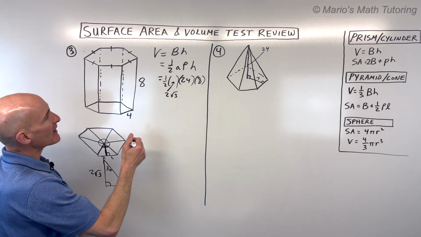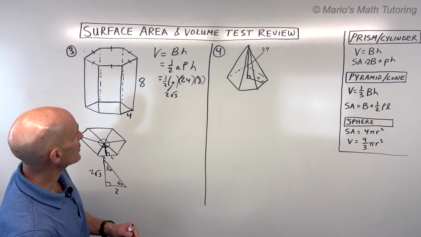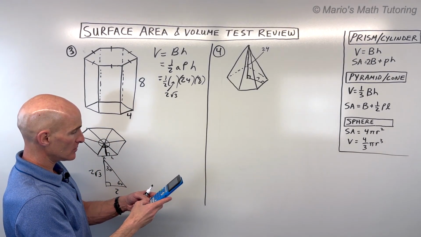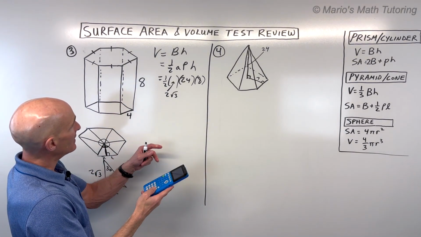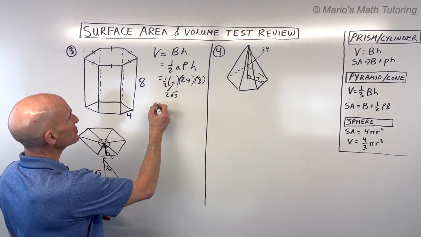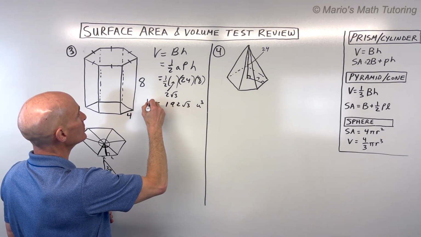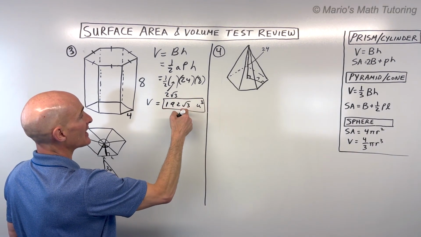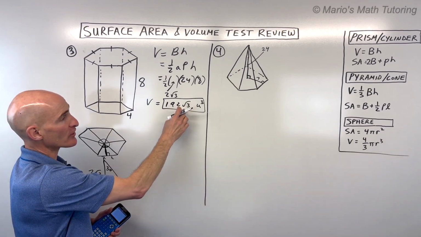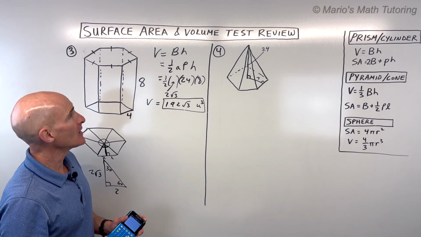So if we multiply that together to get our volume, we get, let's see, I'll use the calculator a little bit here. So we have 8 times 24, and then 1/2 times 2 is 1. So this comes out to 192 square root of 3 units cubed. That's going to be an exact answer for your volume. See how that square root of 3, if you do it on your calculator, square root of 3 is like 1.7 something, right? So that's exact.